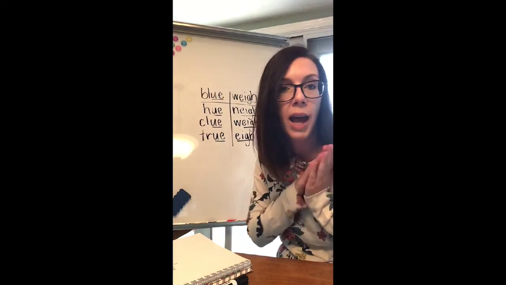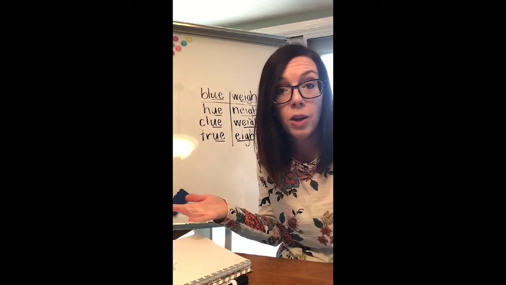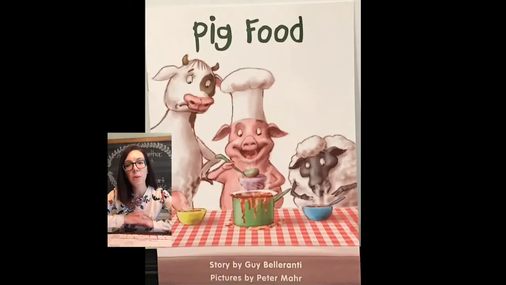Excellent job doing your analogy chart. We might do another one of these next week and we might go back to making words. We will wait and see. Good job. Okay, so this week we're going to read a book called Pig Food. And in this story, Pig decides that he wants to make dinner for his friends, Sheep and Cow. And so we're going to see what he ends up making because I think that it ends up being maybe a little different than Cow and Sheep think that it's going to turn out.